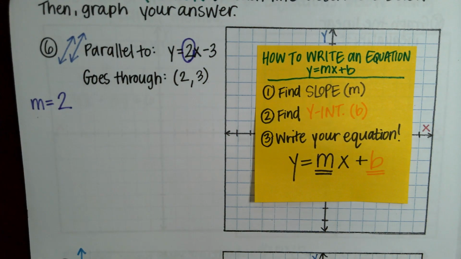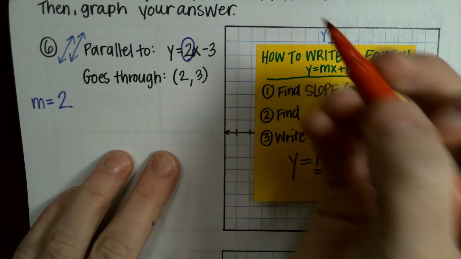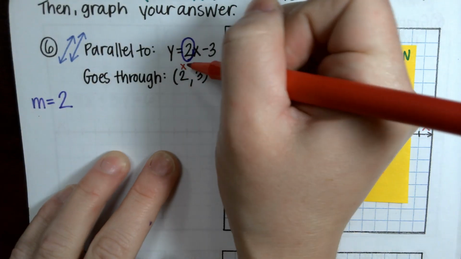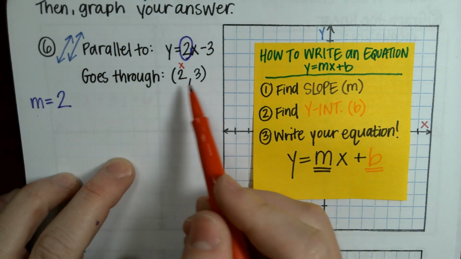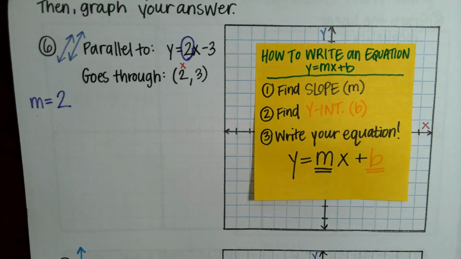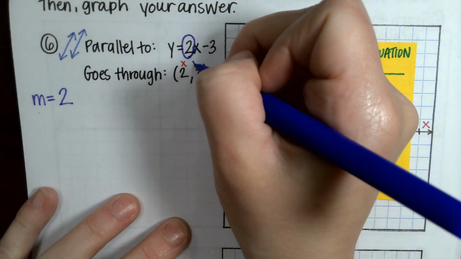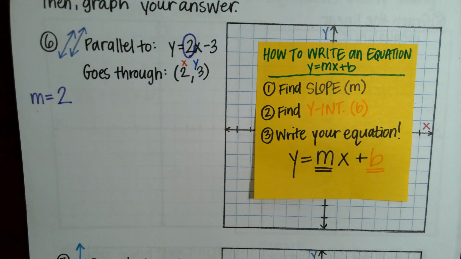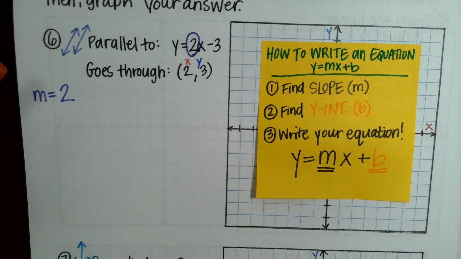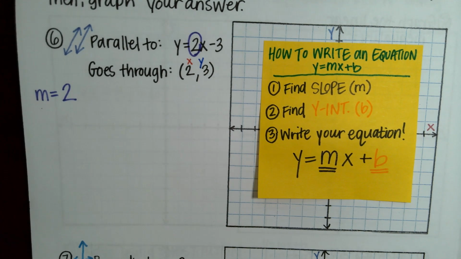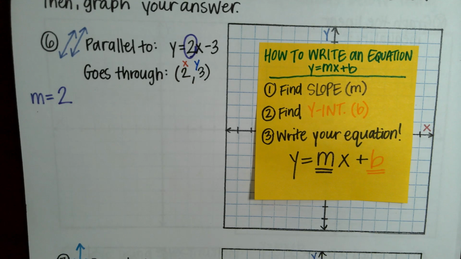And then Michael, you were a step ahead, but you're absolutely correct. We also have an x value and a y value that we can use. So we know that the new line is going to go through this point. It's going to go through x is 2 and y is 3. So how can we use this coordinate and this slope to find our new y-intercept? What can we do? Plug it into the equation.